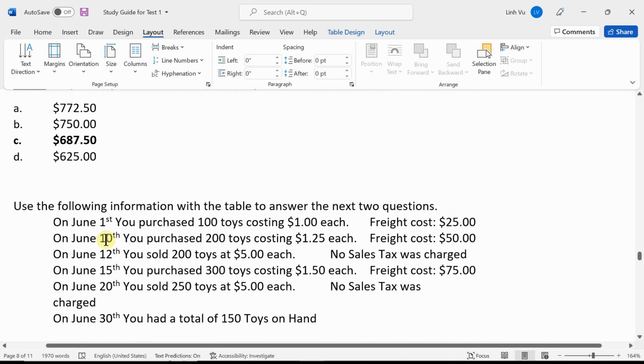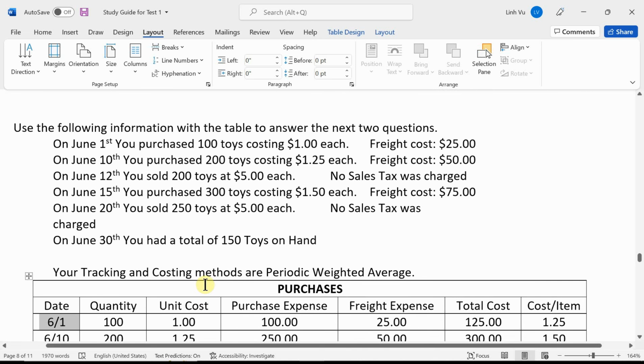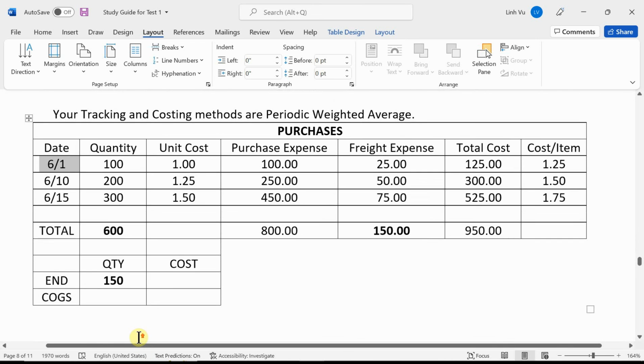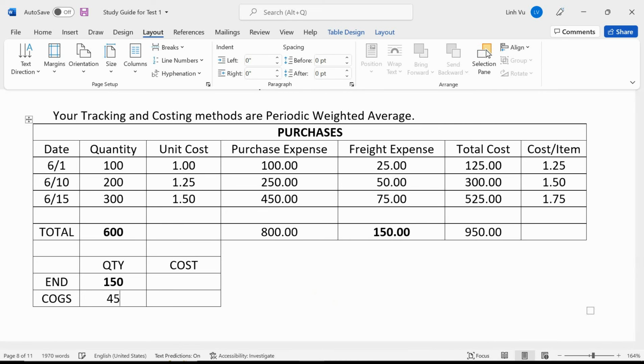Because you're still going to get that June 1st made a purchase of 100, June 10 you made a purchase of 200, and June 15 you made a purchase of 300, okay? So all of it is the same. Your ending balance, okay? On June 30th, you had a total of 150 toys on hand. So that is also the same. This time we have weighted average as our costing method. So in this case, if I had 600 units and I have 150 remaining, I sold 450 units.